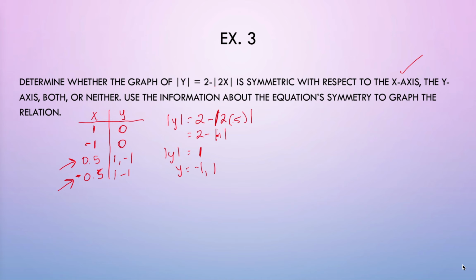We're also getting that when we make an x value negative, we get the same y value, or y values. So that indicates that it's symmetric with respect to the y-axis as well. And I think when you graph it, it ends up being a diamond shape. Something like that.